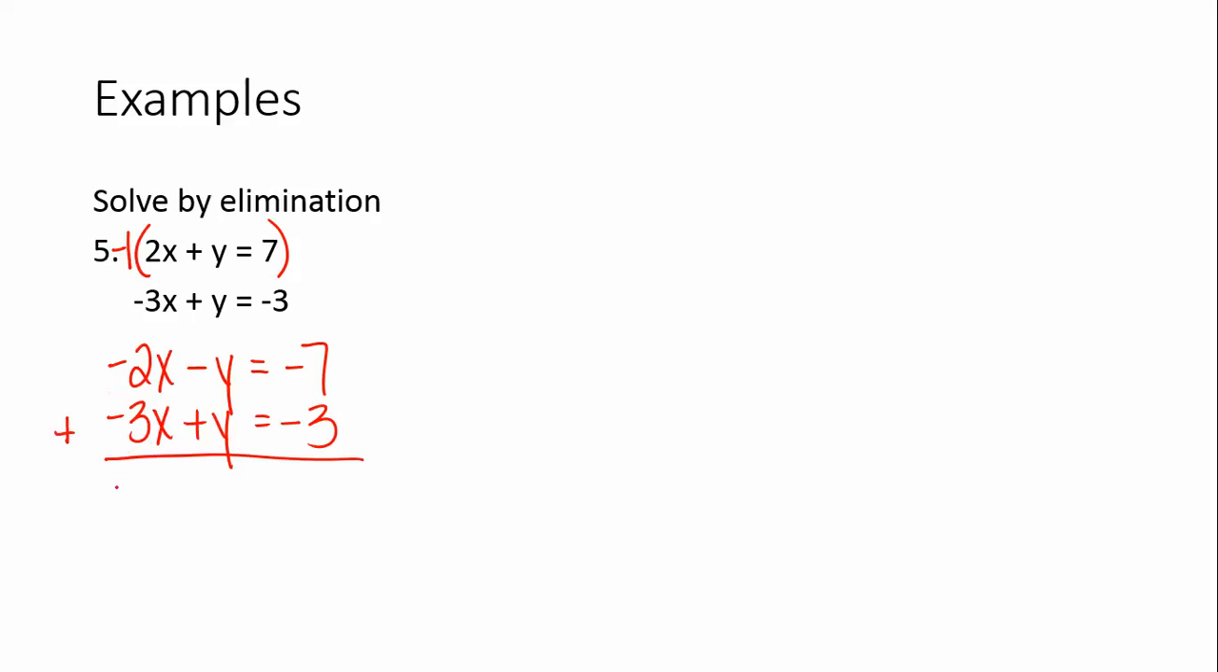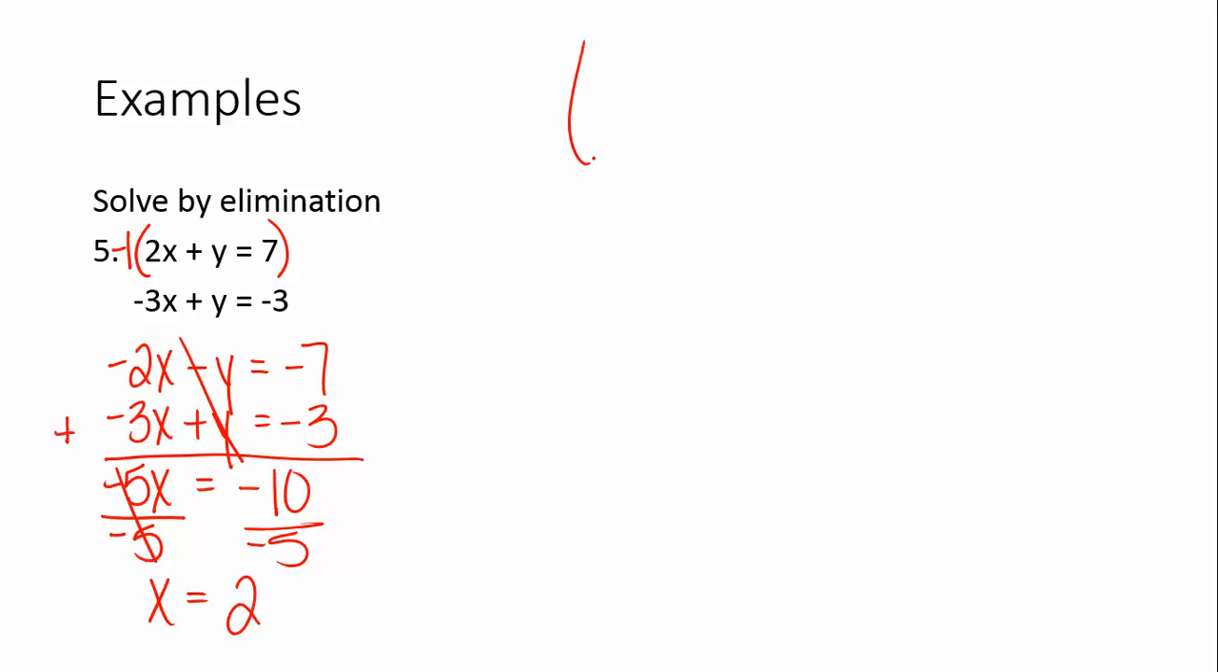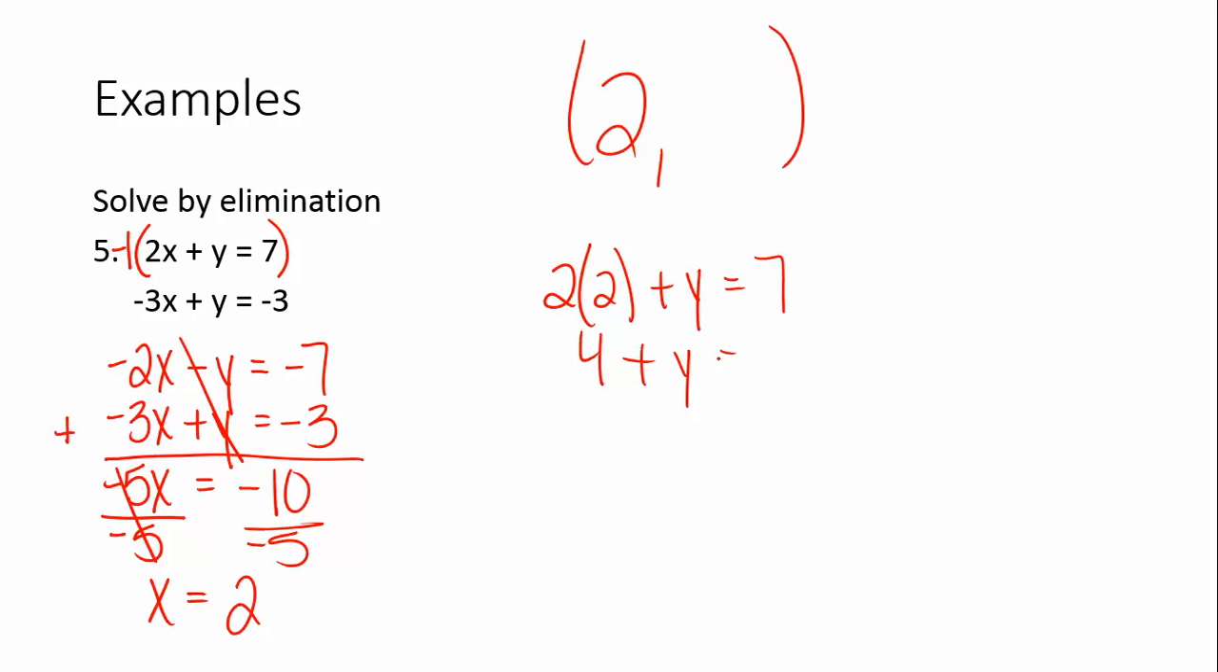So now when I add them together, I get a negative 5x. My y's eliminate, and a negative 10. Well, divide both sides by negative 5, and we get that x equals 2. We want to plug that 2 back into the first equation and solve for y to get the second half of our answer. And we get y equals 3. So these two lines, if you graphed them, would intersect at 2, 3.